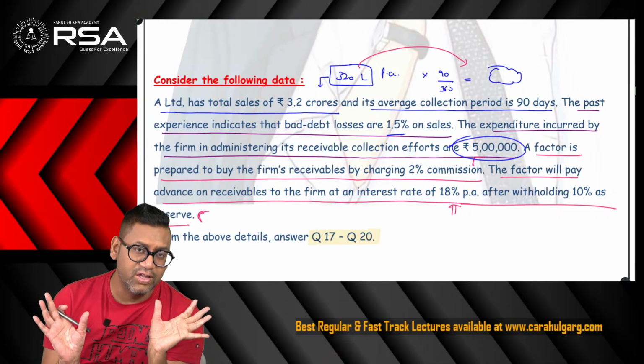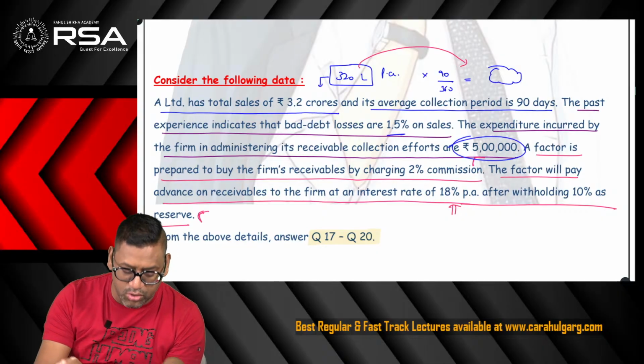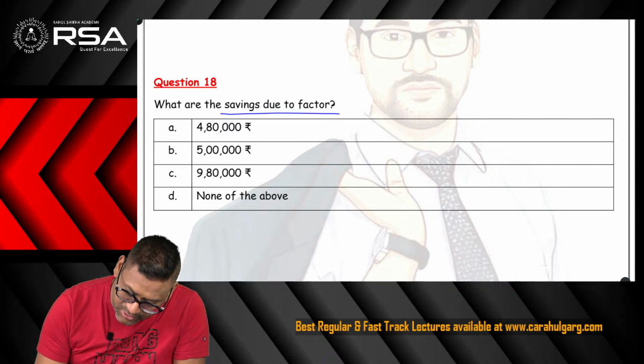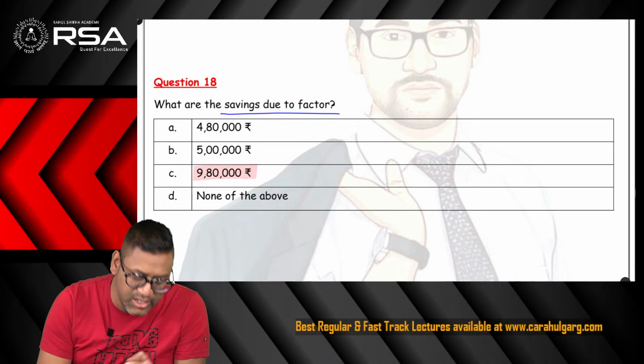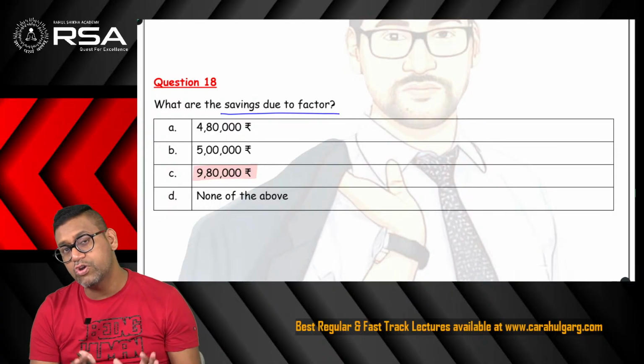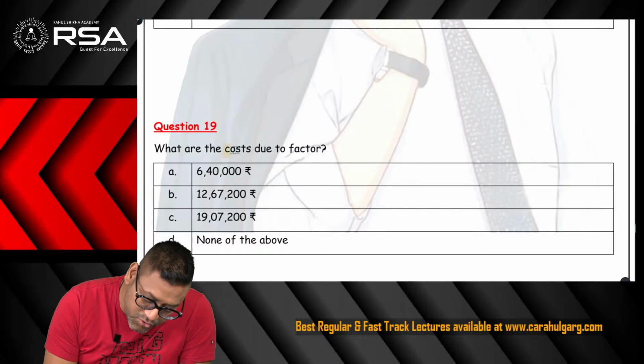So the total saving of mine will be 9 lakh 80,000 if I give this whole contract to Mr. Factor. So 9 lakh 80,000 is going to be the correct answer, child. Whenever the question asks about the savings or the cost, it will always be on the annual basis. Then it says, what are the costs due to the factor?